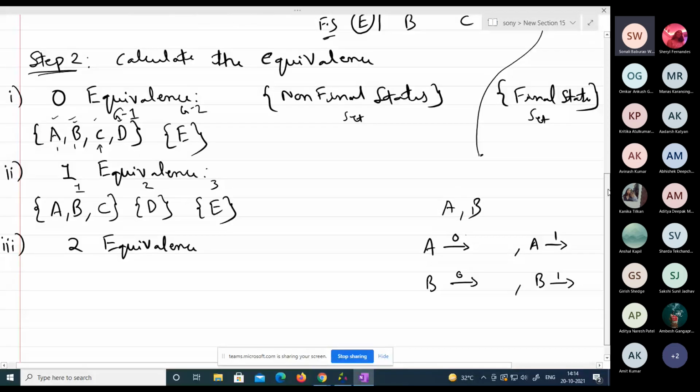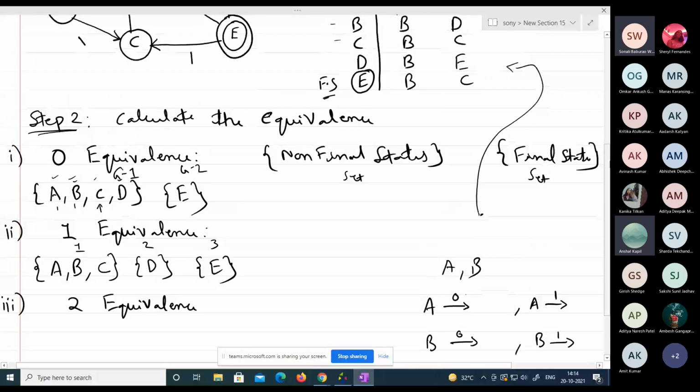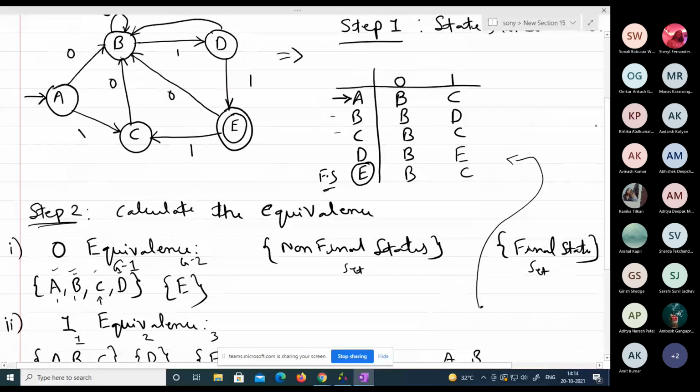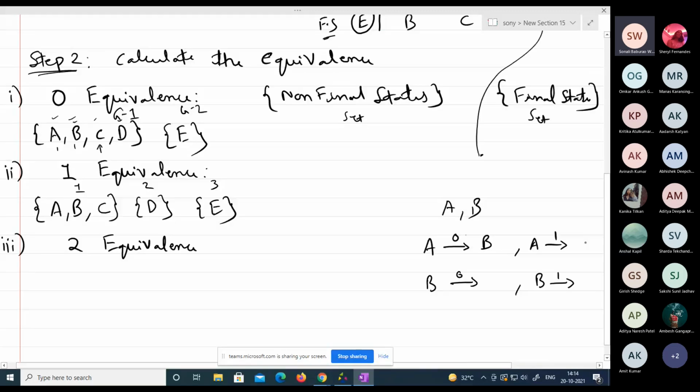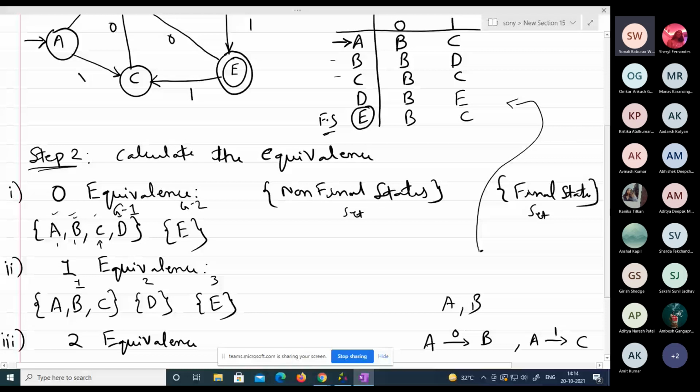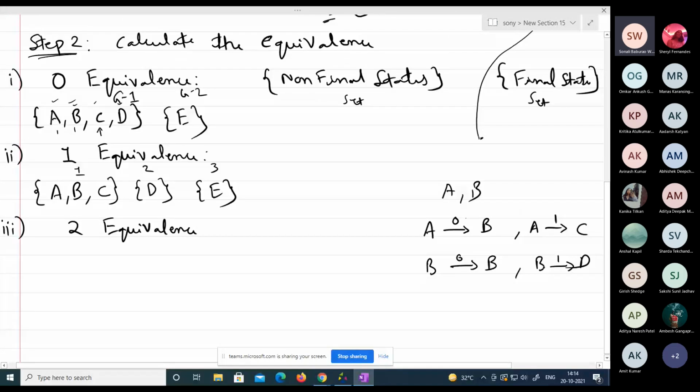A gives 0 to B. A gives 1 to C. B gives 0 to B, and B gives 1 to D. So what's my result for this A comma B? It is BC and BD. BC, BD. Okay. So instead of writing B again, I'll just write BCD.